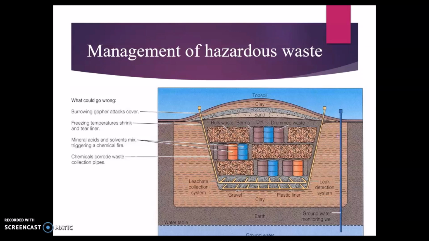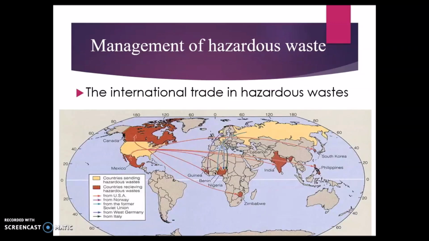Management of hazardous waste. Here is one picture showing how the waste is dumped in land and then stored. After some time, two separate channels or lines are used to evacuate the leaked material or leachate, which is afterwards collected by separate pipes. This is one of the most important parts of the management of hazardous waste, along with international trade in hazardous waste.